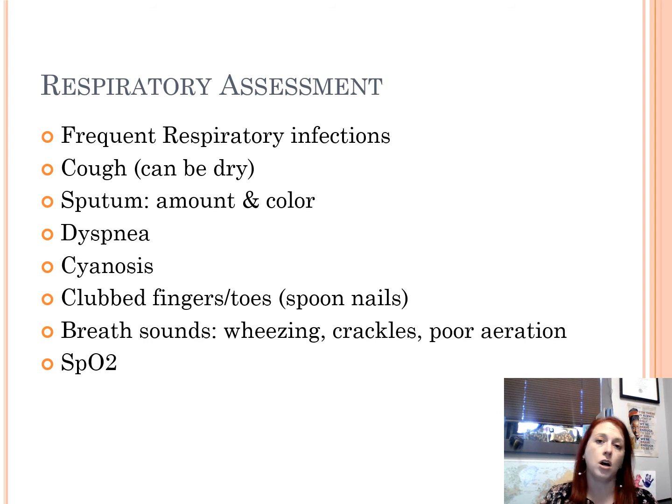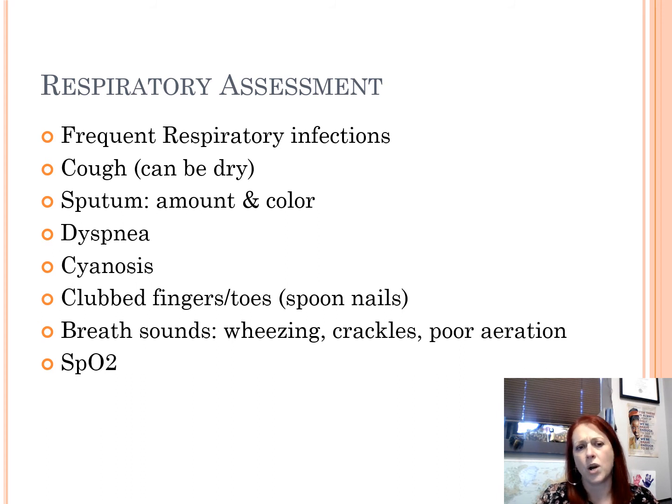And any change in color or amount of their sputum. They always have secretions floating around in there, but a change in color or amount can indicate an infection, right? If it was a white color and now it's green, that may indicate we've got an infection going on.